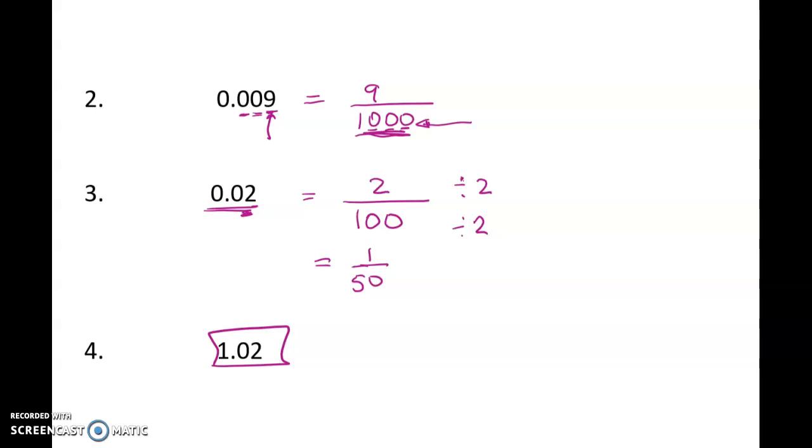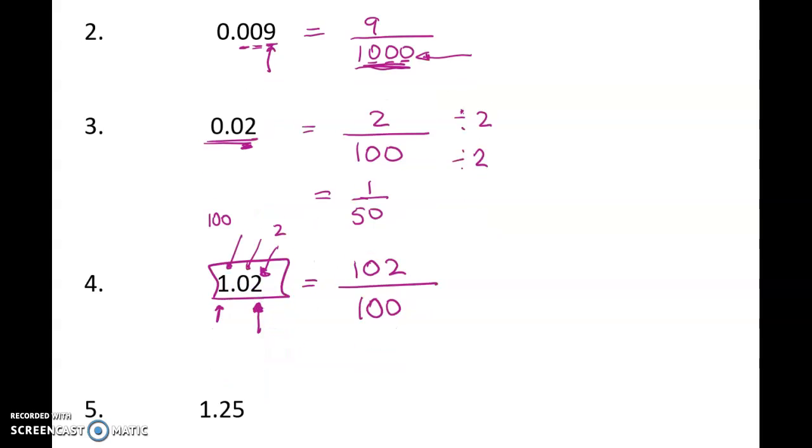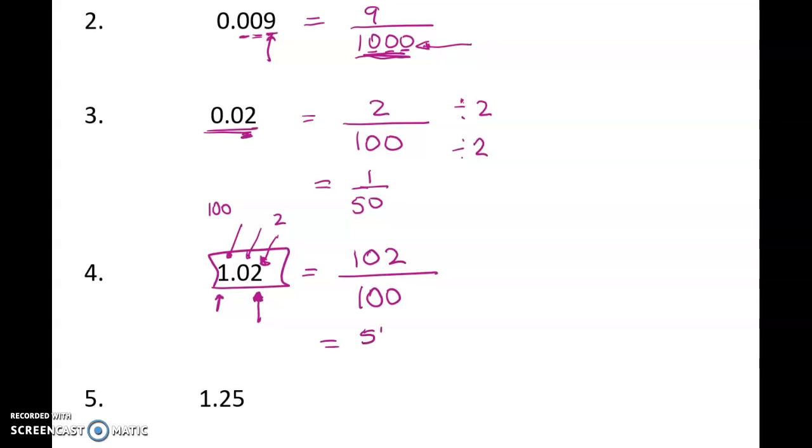This next one, 1.02, is a bit different, because this time we haven't just got one decimal place worth of stuff, but we're still most interested in which one is in the smallest place value column. So here we're going to have something divided by 100. We've got 2 hundredths here, and we've got one whole number. That one whole number is 100 hundredths, and this 2 is 2 hundredths. So we're going to have 102 over 100, and we can simplify that to 51 over 50. And that's as far as that one goes.